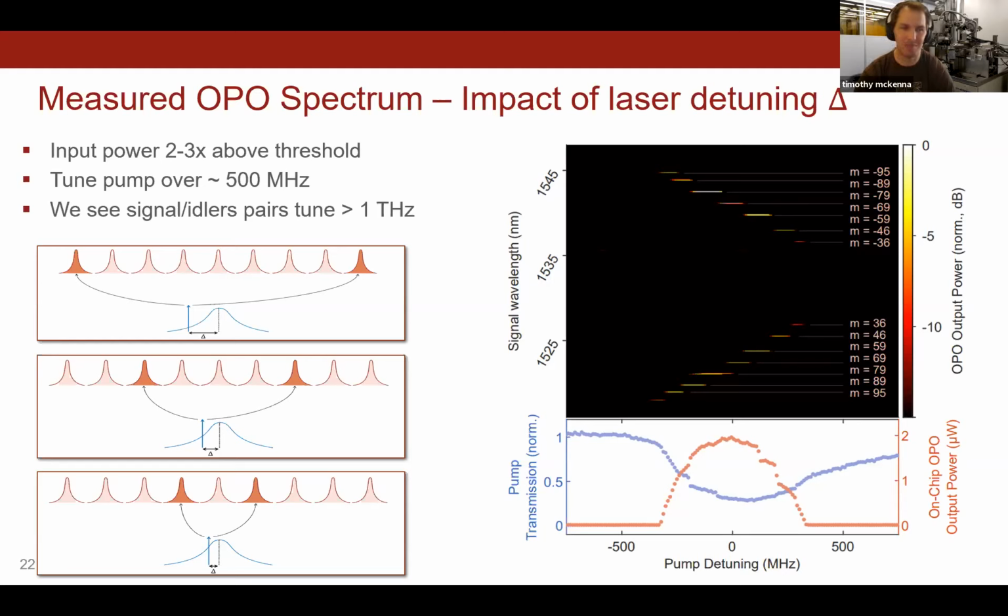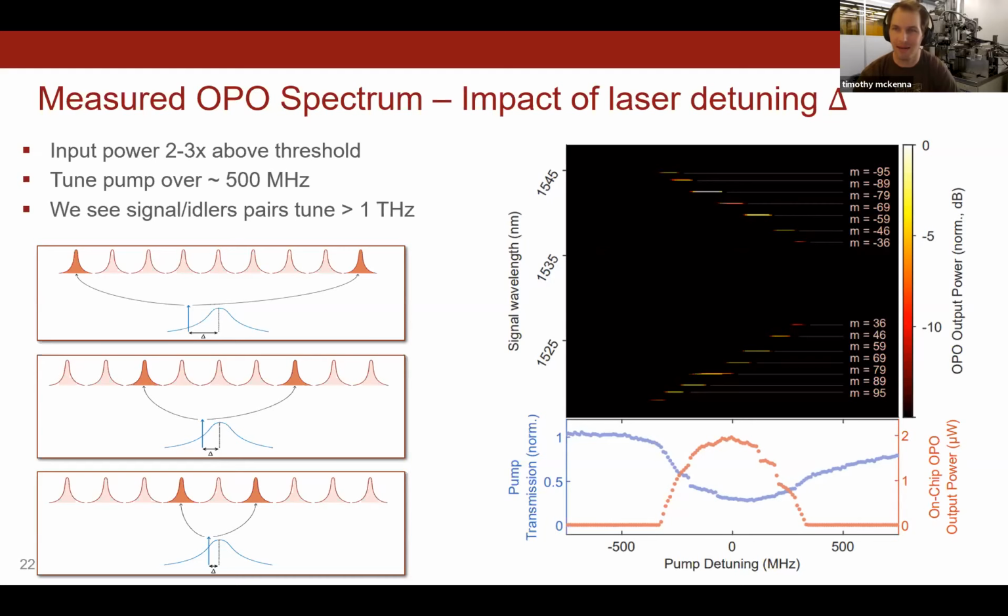This lets us change the laser detuning over about 500 megahertz here, and we see signal idler pairs that tune over 1 terahertz. So this is really cool because you can now tailor the emission spectrum of your OPO without large temperature tuning and without very many other considerations.